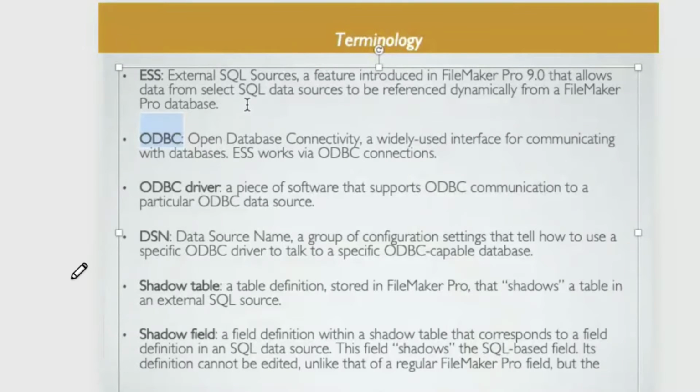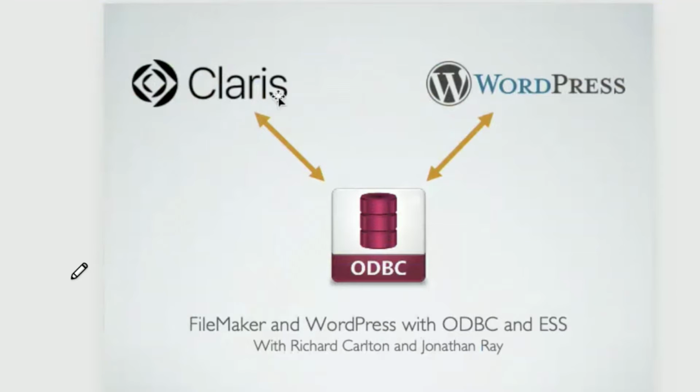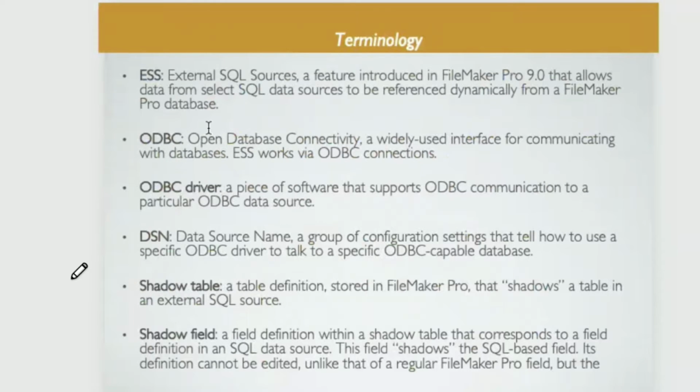Okay, it's the middleman that allows the two connections. It's like this. You can imagine a FileMaker database here, and a SQL or MySQL source over here. It doesn't have to be WordPress; we're just using it as an example. So FileMaker, ODBC, SQL. ODBC allows for very fast data transfer.